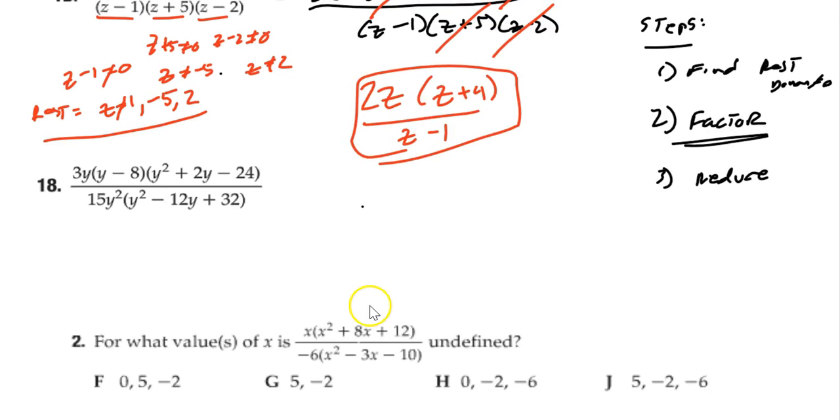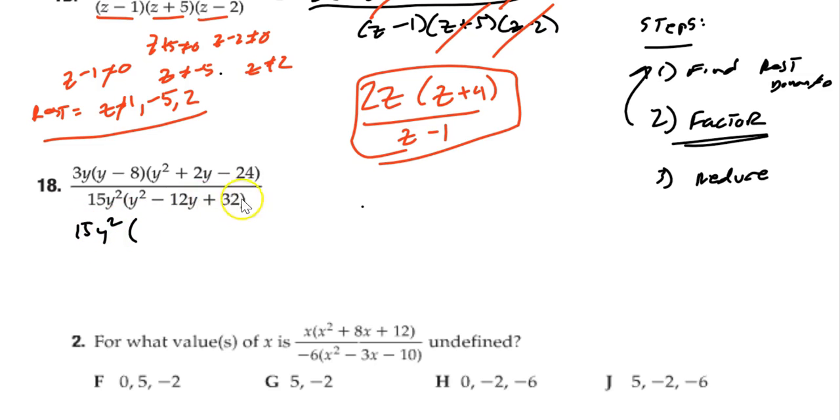So in this one, remember that we start the same way. We have to find the restrictions. In this case, we have to factor at the bottom, so maybe I should put factor first. Factor first, actually. So, let's factor the bottom here. So I have 15y squared, that's already good.